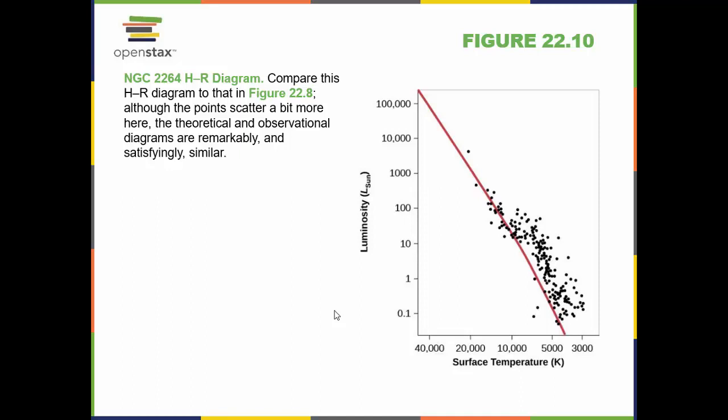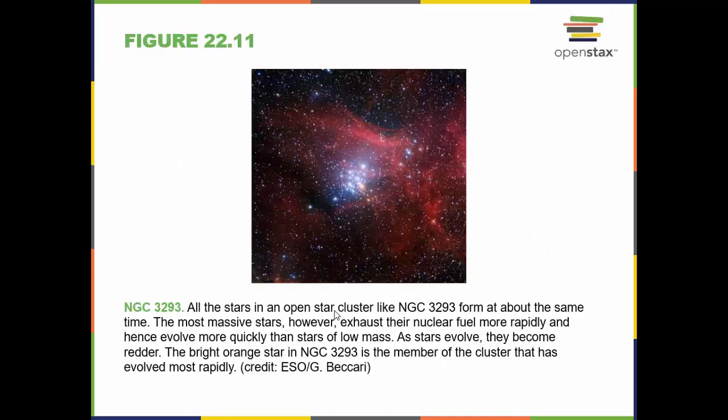So if we look at this cluster, we compare this HR diagram to that in 22.8, and although the points are scattered a bit more here, the theoretical and observational diagrams are remarkably and satisfyingly similar, right? So they look like what we expect.